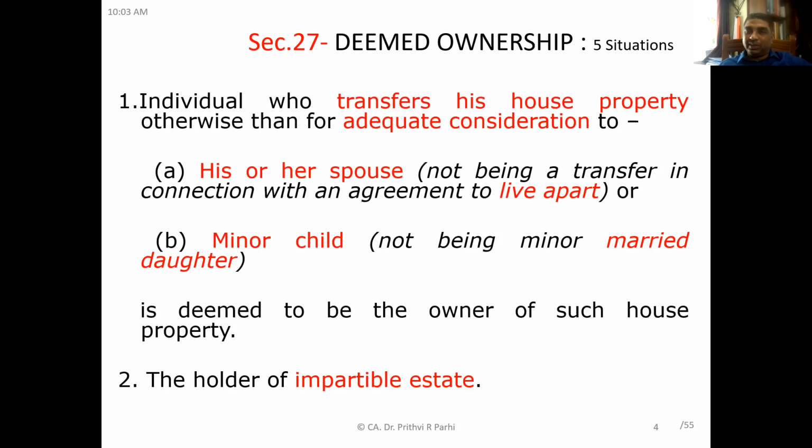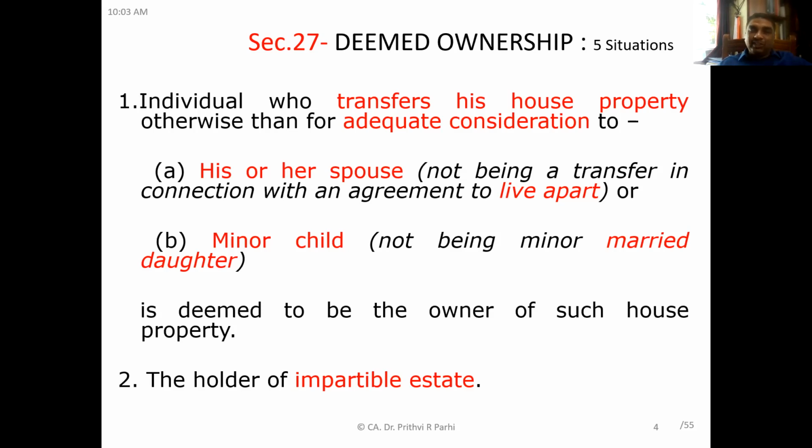Suppose this is a transfer in the context of divorce, so they want to live apart. In that case, even if property is transferred with inadequate consideration, still the transferor will not be treated as the owner. But if the transfer is not in connection with an agreement to live apart and consideration is inadequate and the transfer is made between spouses, then the transferor shall be deemed to be the owner of the house property.